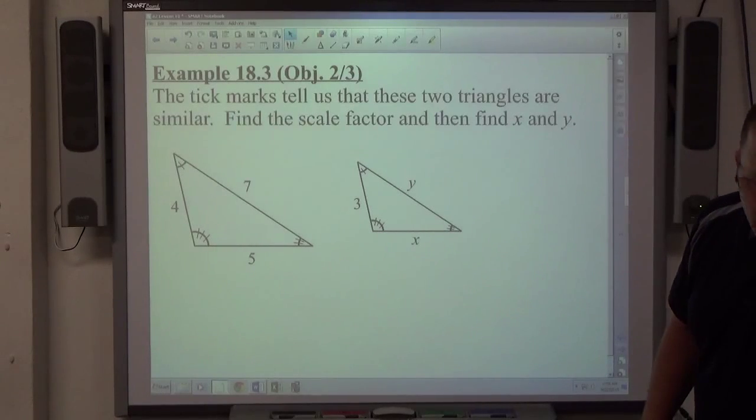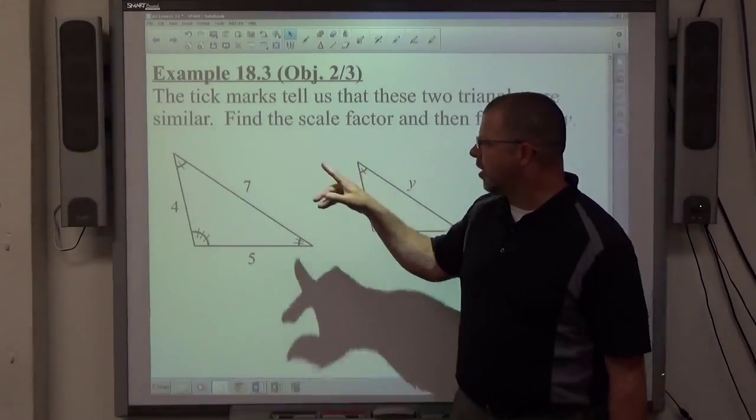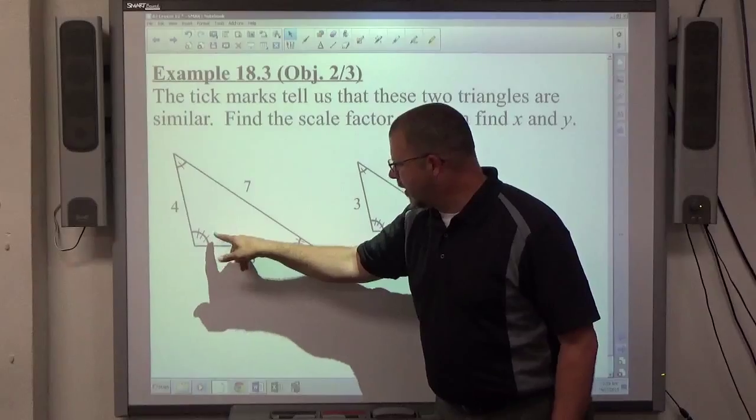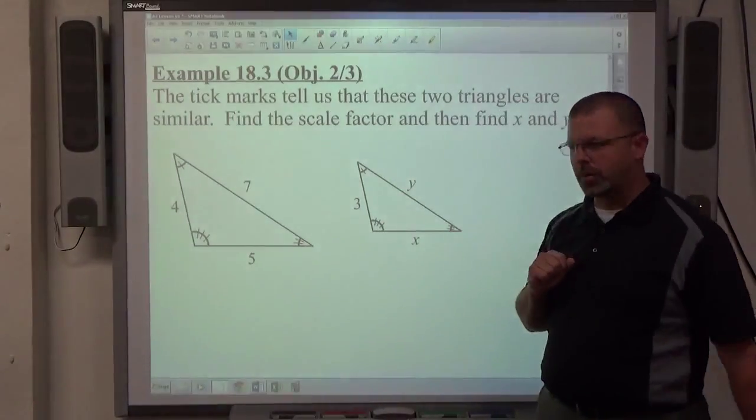Example 3, this relates a little bit to what we just did because it uses scale factor. It has to do with similar triangles. What you'll notice here, they've got tick marks on the angles. So this one and this one means those two angles are equal. 3 tick marks means those two angles are equal. 2 and 2 mean those two angles are equal.